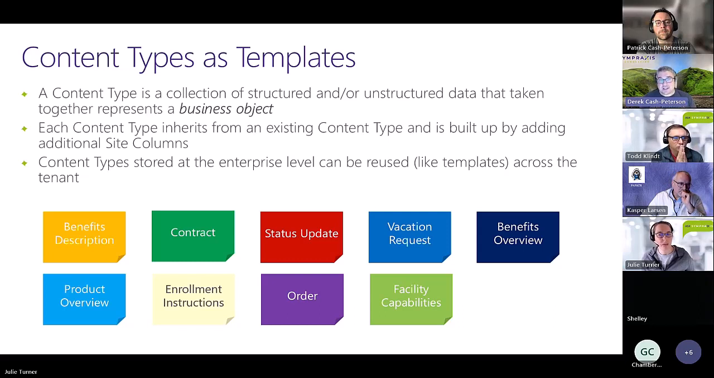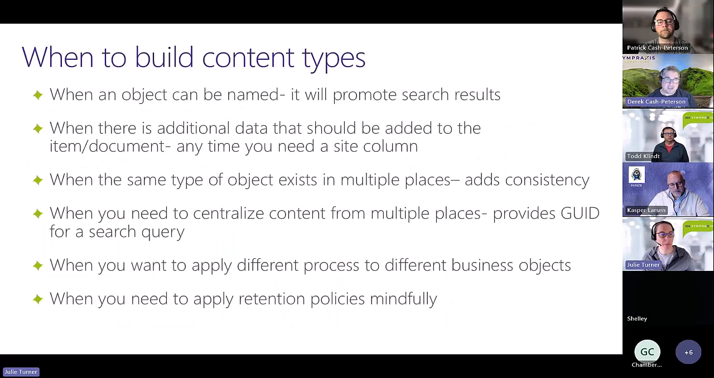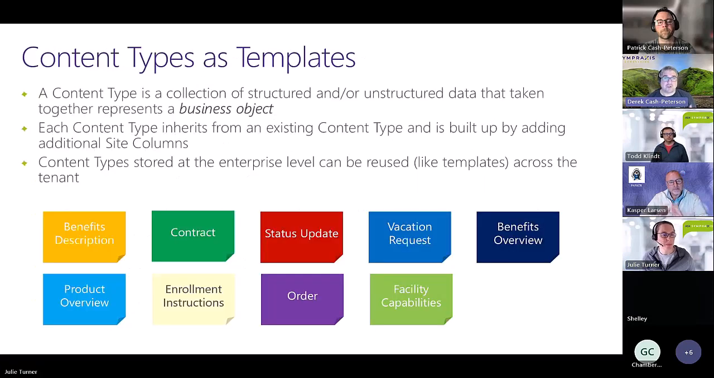Microsoft 365 content types allow us to inherit. So you can build up from a base all the way up to really complex, intricate hierarchies of content that allows you, again, to improve that consistency and repeatability. And also, when you want to use content across the entire enterprise, you can elevate that up to the enterprise level in the content type gallery. You can see some examples here of types of content types: benefits description, contacts, enrollment form, facilities capabilities, those kinds of things.